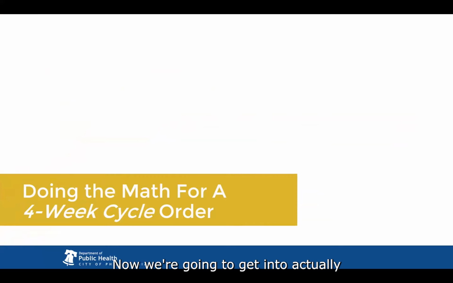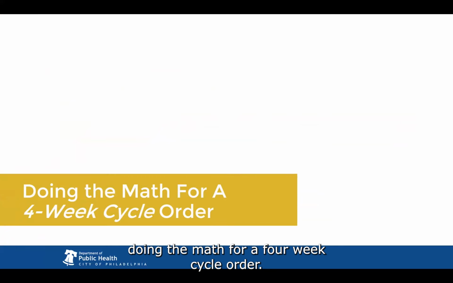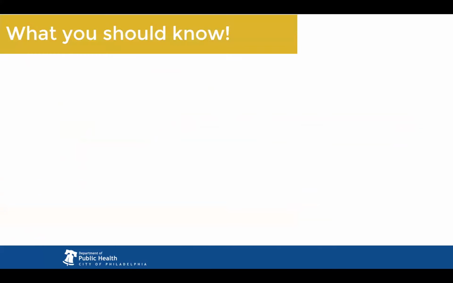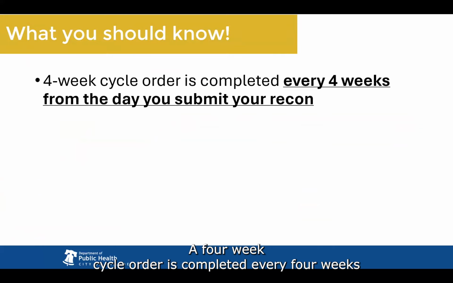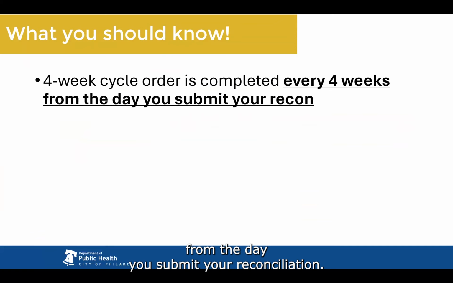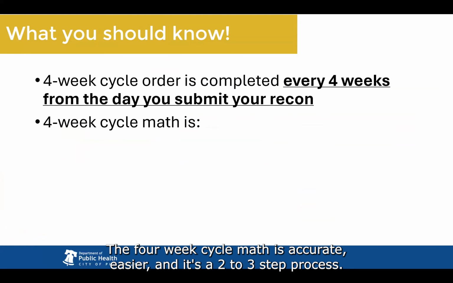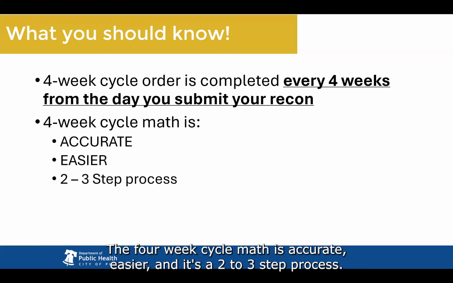Now we're going to get into actually doing the math for a 4-week cycle order. And here are some important things that you need to know. A 4-week cycle order is completed every 4 weeks from the day you submit your reconciliation. The 4-week cycle math is accurate, easier, and it's a 2 to 3 step process.